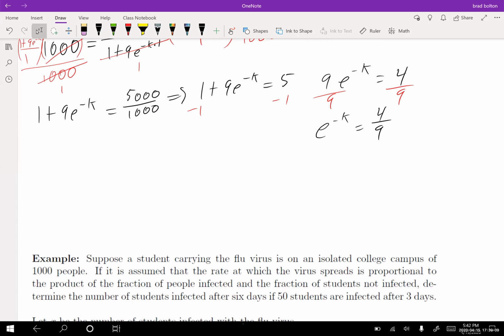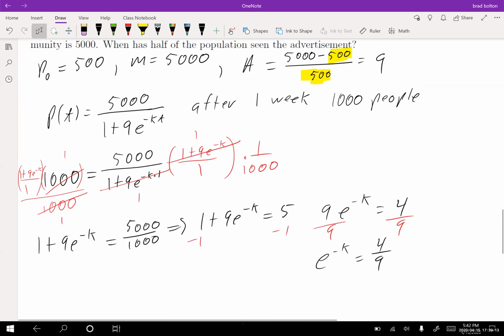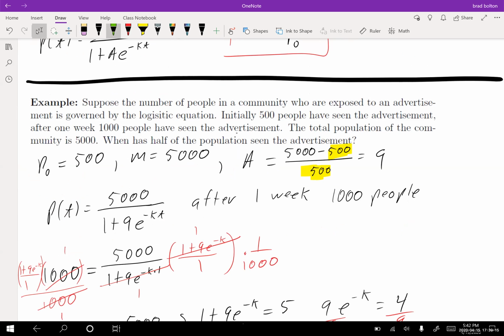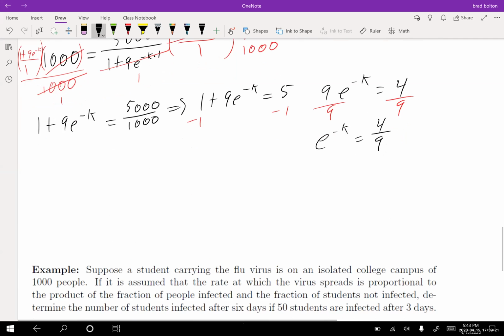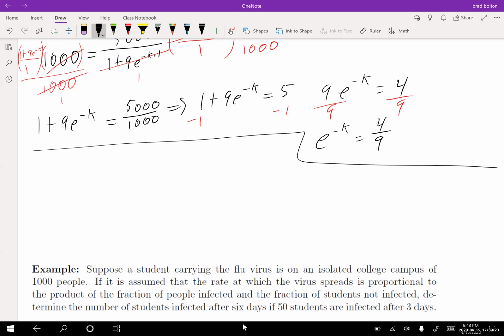So now I can go back to my half-life. So now we know what e to the negative k is worth. They want to know when half of the population has seen the advertisement. So this is very similar to half-life problems you've done before. We're going to now say that 2,500 would be half of the population. That's equal to 5,000 over 1 plus 9.